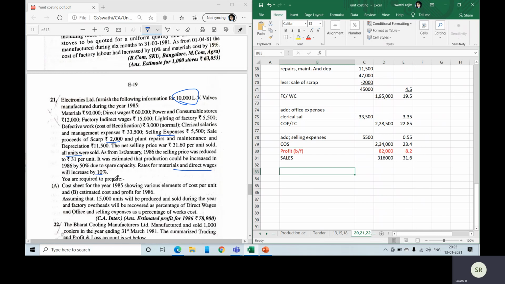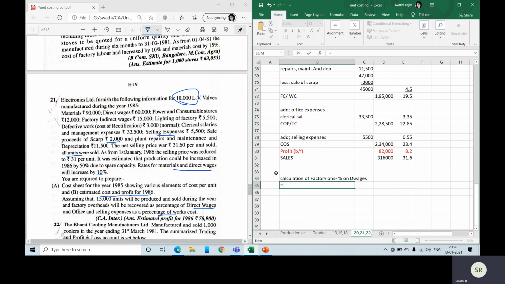And now they have also asked us to find estimated cost and profit for 1986, and they have given us that the rate for materials and direct wages will increase by 10%. Also, factory overheads will be recovered as a percentage of direct wages, and office and selling expenditure as a percentage of works cost. So we will do that first. These overheads are nothing but a percentage on direct wages.